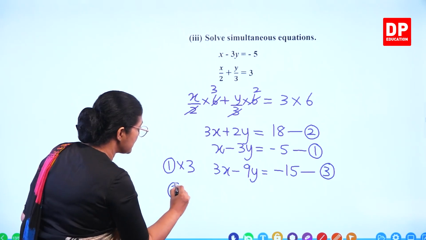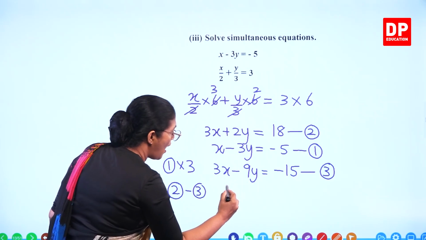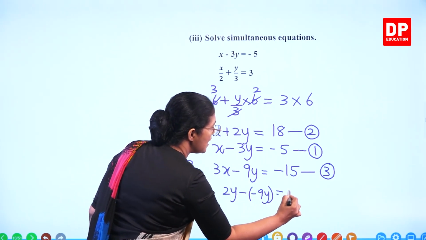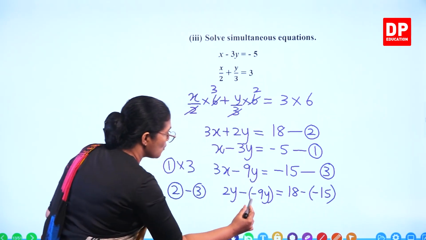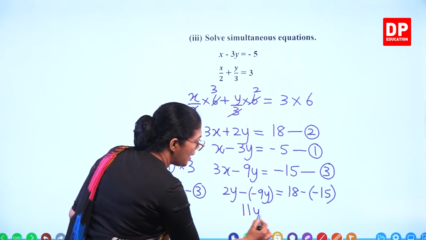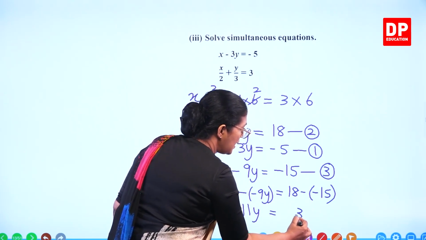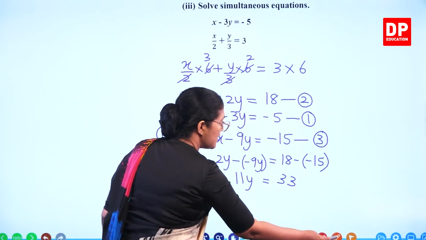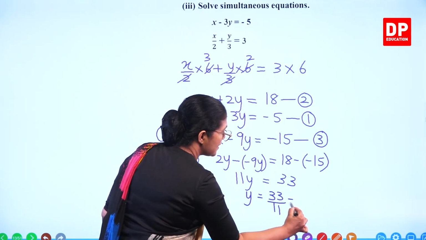So 2 minus 3, you get 3x, 3x gets cancelled out. 2y minus 9y equals 18 minus minus 15. So what do you get? This becomes plus. 9 plus 2, 11y is equal to, this is also plus, 18 plus 15, 33. So y is 33 divided by 11, that's 3.